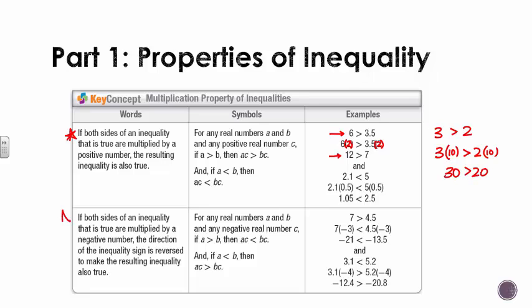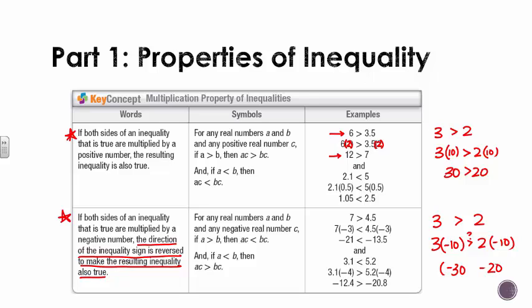Now with multiplication, if I multiply both sides by a negative number, the direction of the inequality sign is reversed to make the inequality true. So use my example again of 3 and 2. 3 is greater than 2. But if I multiply both of these by negative 10, look what happens. I end up with negative 30 and negative 20.